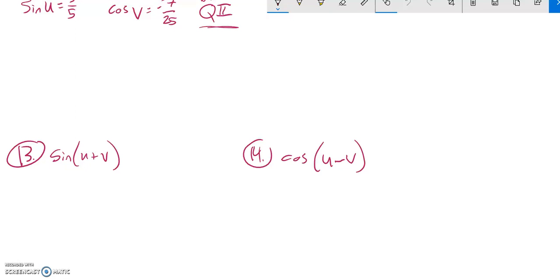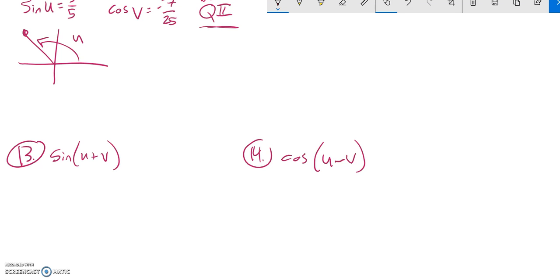This is Math 142, Practice Test 2, and we're going to do problems 13 and 14 together since they have the same initial conditions. I'm told that sine u is 3/5, and cosine of angle v is negative 7/25, and these both terminate in quadrant 2.